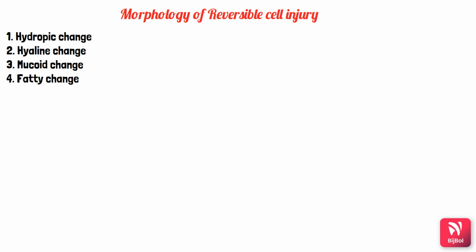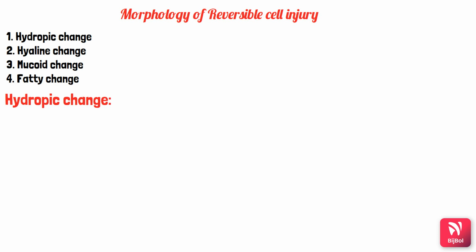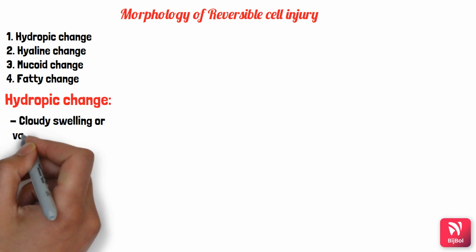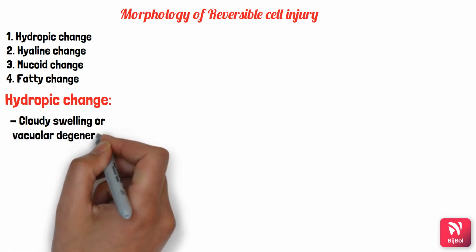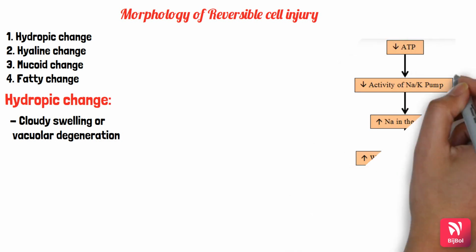First is hydropic change. This hydropic change is also called cellular swelling or cloudy swelling or vacuolar degeneration. It is actually a consequence of decreased ATP and change in the sodium potassium ATPase pump, like we have discussed before. That is the main pathogenesis behind hydropic change.